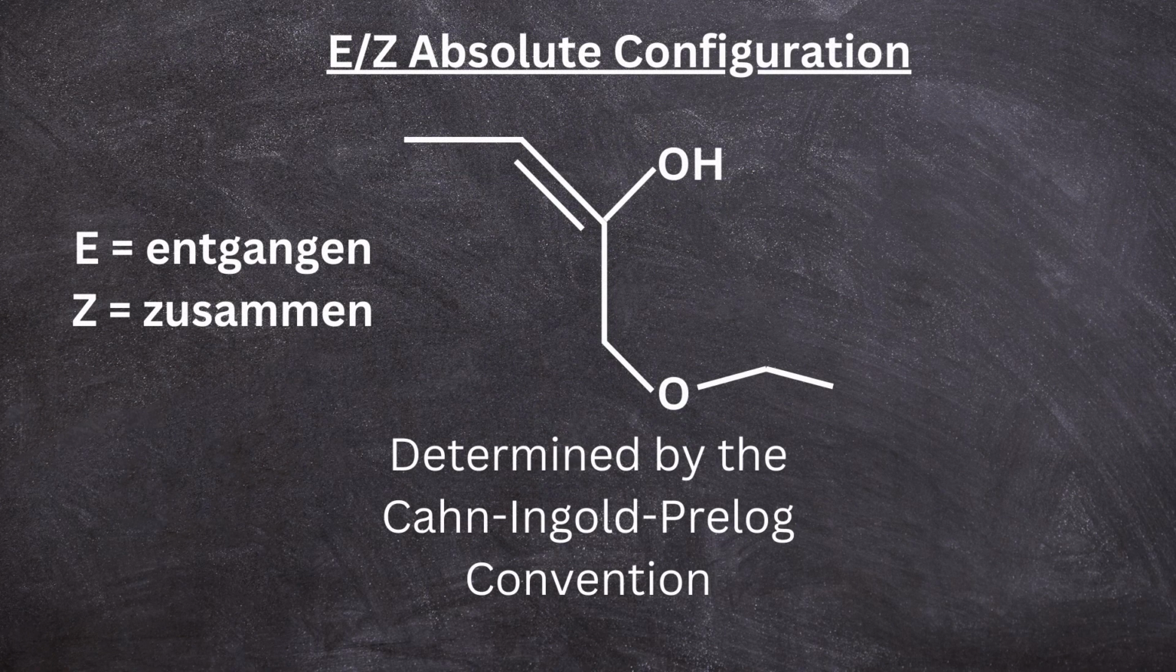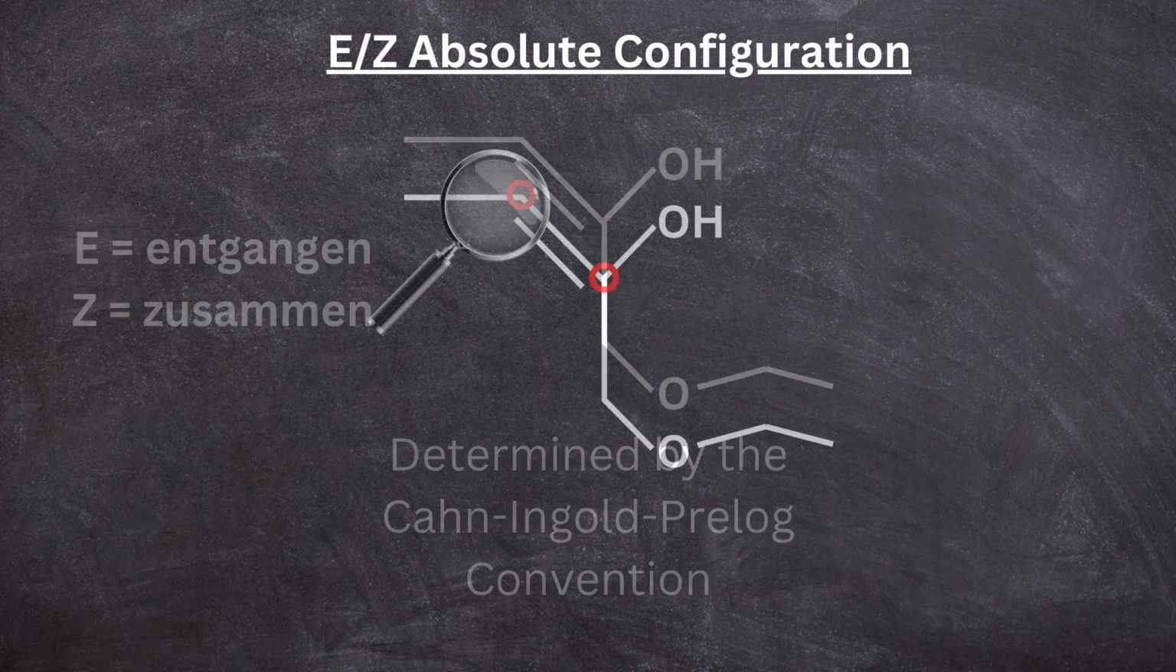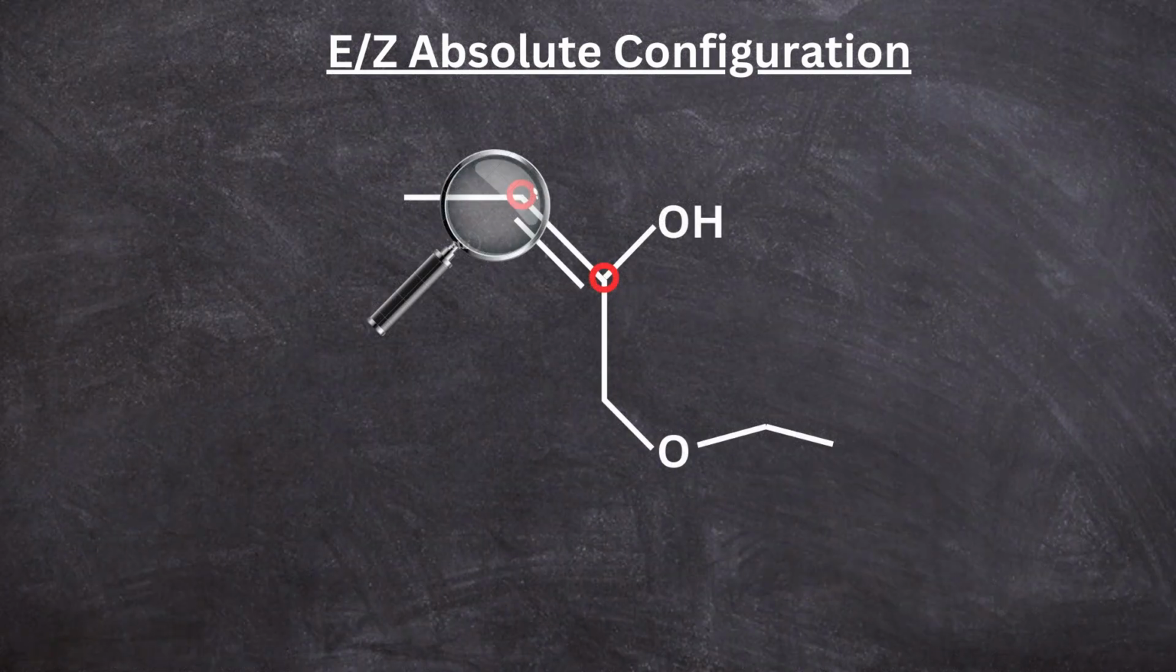Let's start off with what each of them means. The E means entgegen, which means escaped or opposite, whereas Z stands for zusammen, which means together. Now you're wondering, okay, we have these terms. How do we apply it? Well, we use the Cahn-Ingold-Prelog convention. So let's look at that molecule.